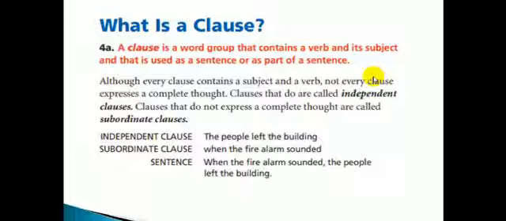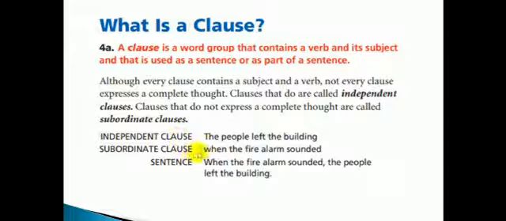If it's just one sentence, like this sentence, the people left the building, that's a sentence. The people is the subject, left is the verb. We can say it is a sentence or it is an independent clause. Why this name, independent clause? Because it doesn't need any other complement or any other words, any other phrases, any other thing to complete the meaning. It means it has an individual, right, complete, sensible meaning.